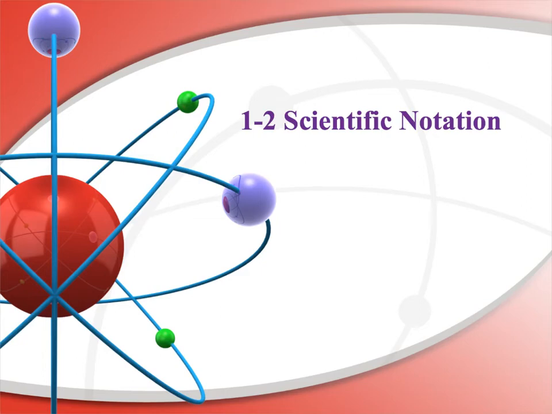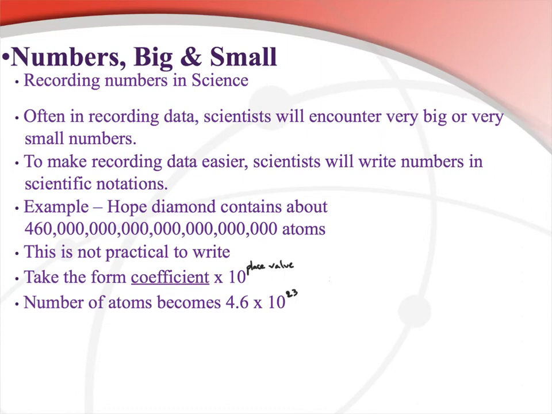The second lesson from Unit 1 is on scientific notation. Often when we are recording data, scientists will encounter very big or very small numbers. To make recording data easier, scientists will write numbers in scientific notation.